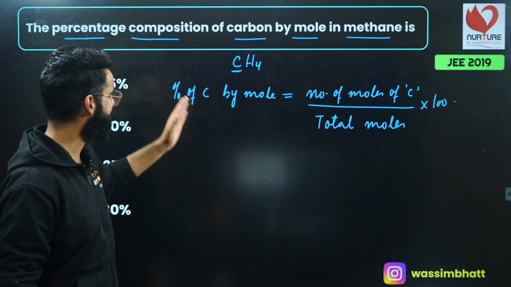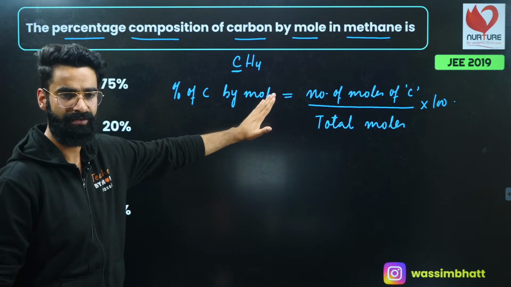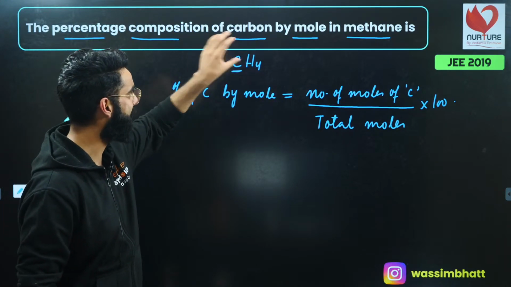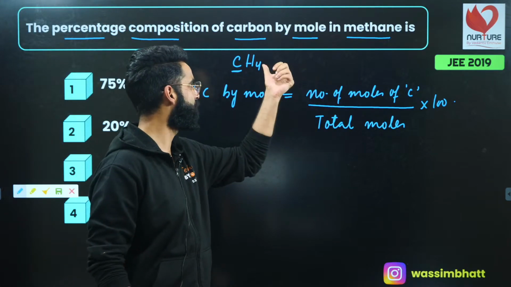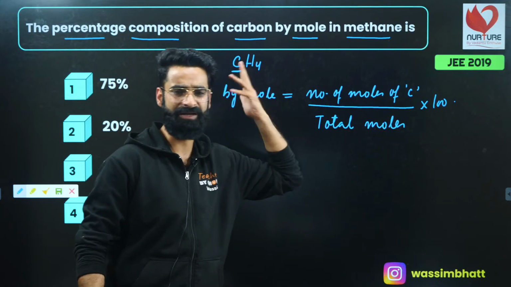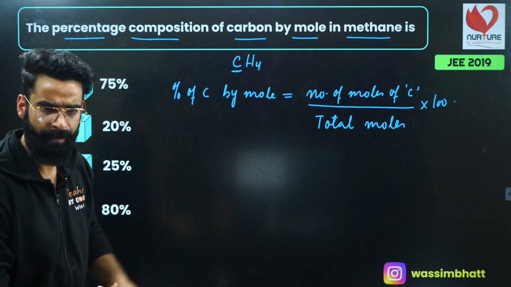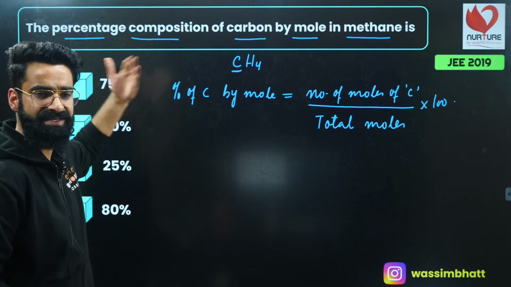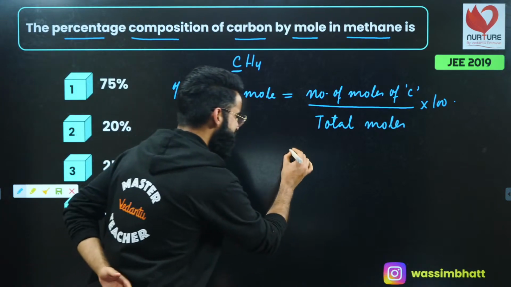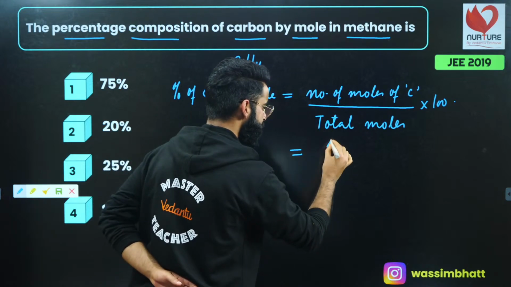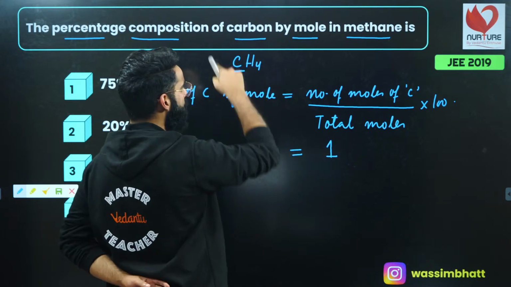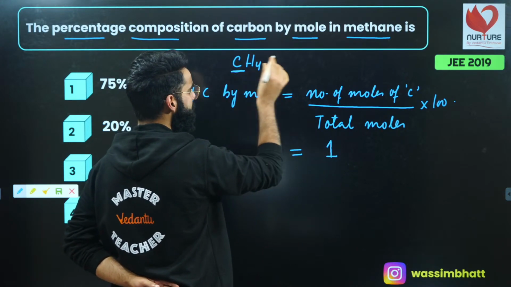If I write percentage of hydrogen by mole, let's say I need to calculate the percentage of hydrogen in this methane by mole. It's going to be number of moles of hydrogen divided by total moles multiplied by 100. As simple as that. What am I supposed to calculate? I'm supposed to calculate percentage of carbon by mole. It is simply going to be equal to number of moles of carbon present over here, which is 1. Basically, in 1 mole of methane, there is only 1 mole of carbon, right?